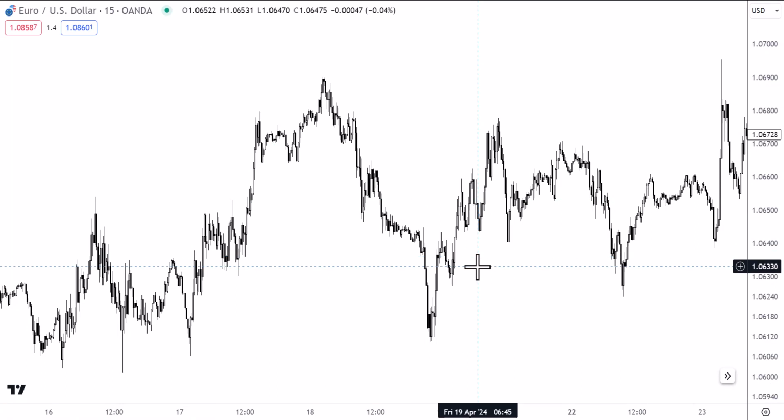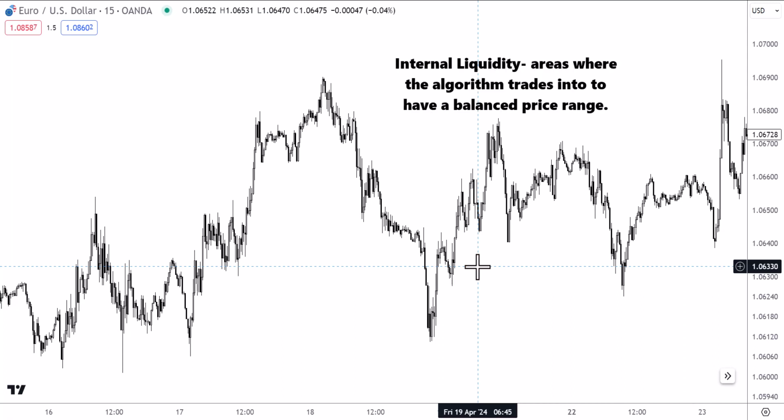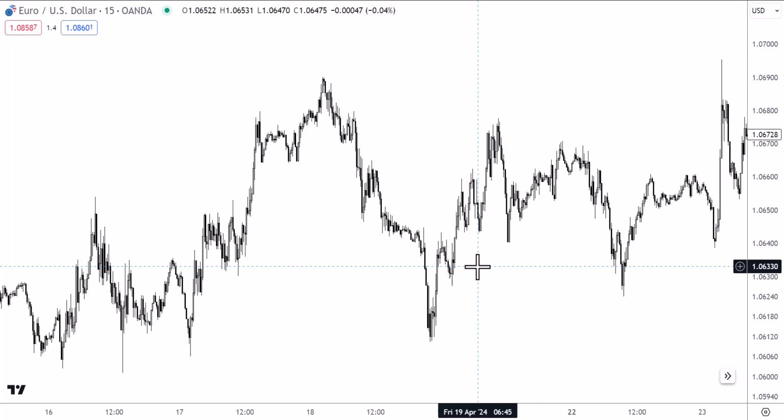An example of internal liquidity, which is the other aspect of liquidity outside of external. Internal liquidity are areas where the algorithm needs to have a balanced price range. With this in mind, price will typically trade into an imbalance or fair value gap to rebalance price and drive it to its intended direction. It can also be when price does a liquidity sweep, performing a stop raid to take out weak traders and immediately reverse price back in the direction opposite of the sweep.